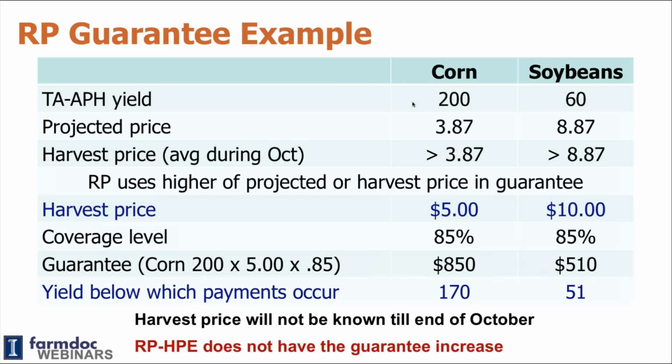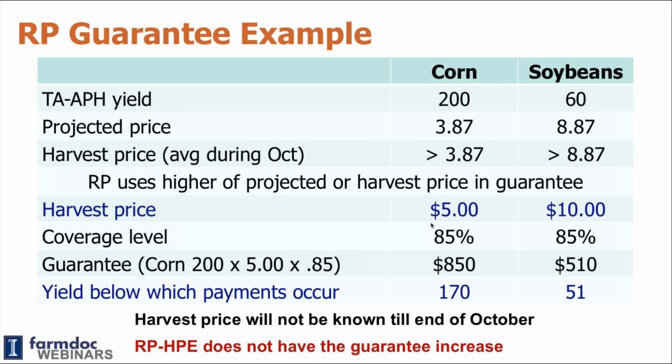Let me do this example. I screwed that slide up. 200 bushel APH yield, $3.87 projected price. If the harvest price is above $3.87, the RP will use that higher harvest price in calculating its guarantees. Again, that harvest price will not be known until October.